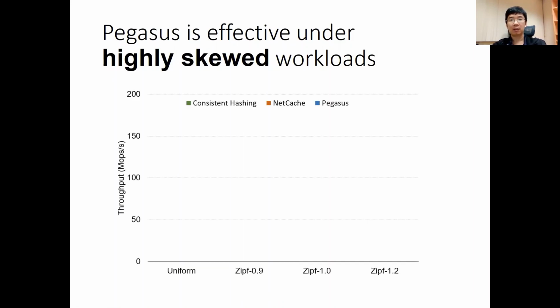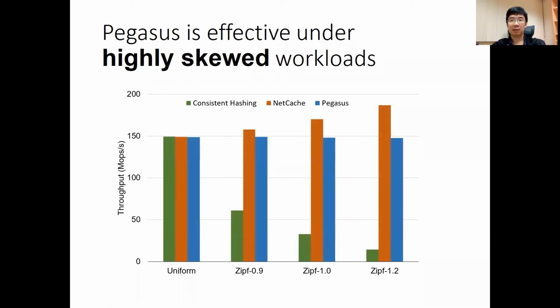First, we show that Pegasus is effective at load balancing for highly skewed read-only workloads. Here, we measure the maximum throughput of the three systems with increasing skewness in the workloads. Note that Zipf 1.2 is a very high skew level, but recent work has shown that such high skew does exist in real deployments. As you can see, throughput of consistent hashing drops significantly when the workload is skewed. Pegasus, on the other hand, is able to maintain its high throughput for all skewness levels. In fact, Pegasus achieves a 10x throughput improvement over consistent hashing when the workload is highly skewed.